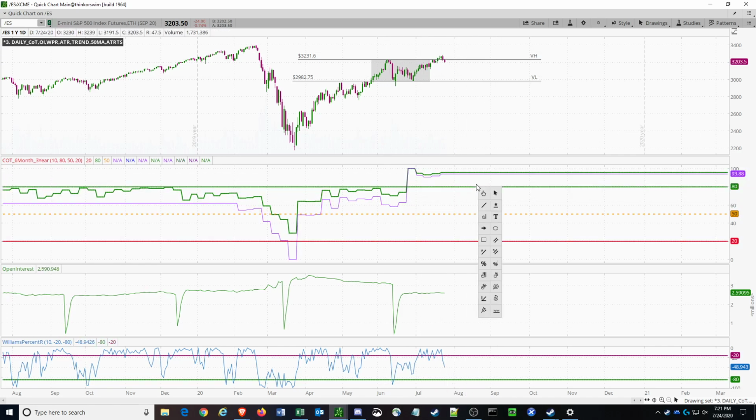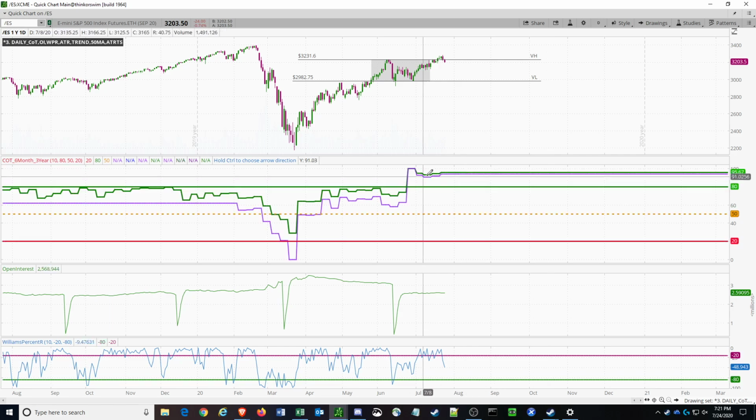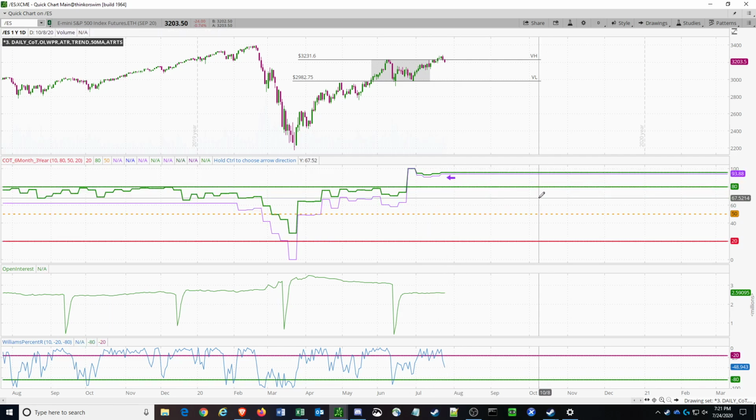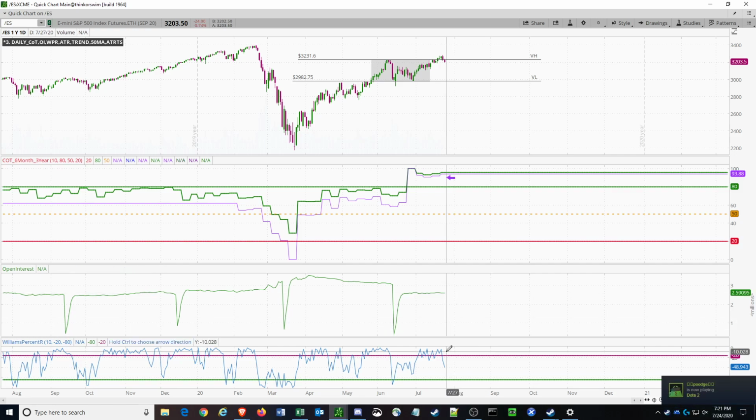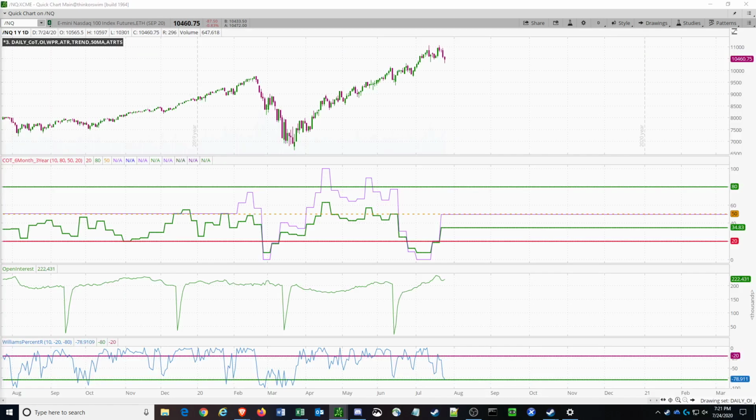Boy, I like to see comms up over the 80%, but where is our open interest? It's kind of flattening out here. Tough to say. WPR in the overbought territory. If the Nasdaq goes down, this is going to go down. Let's just take a quick look at the Nasdaq when you have to look at the numbers, because I know what's been going on with the Nasdaq lately. This is one that I've been playing.